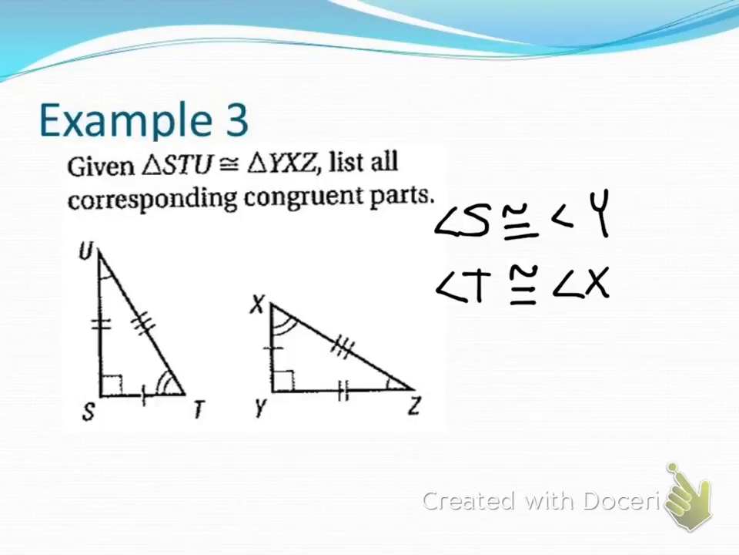And then angle U is congruent to Z, the only one left. Good. Any questions on those? Again, it's a little tricky when the triangles aren't positioned the exact same way, but definitely manageable.